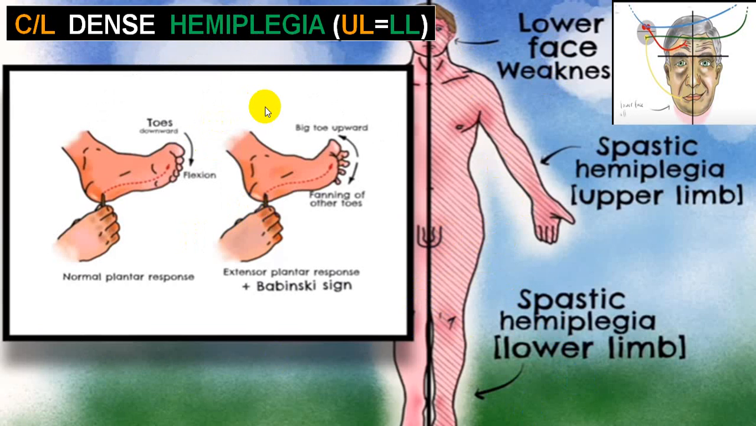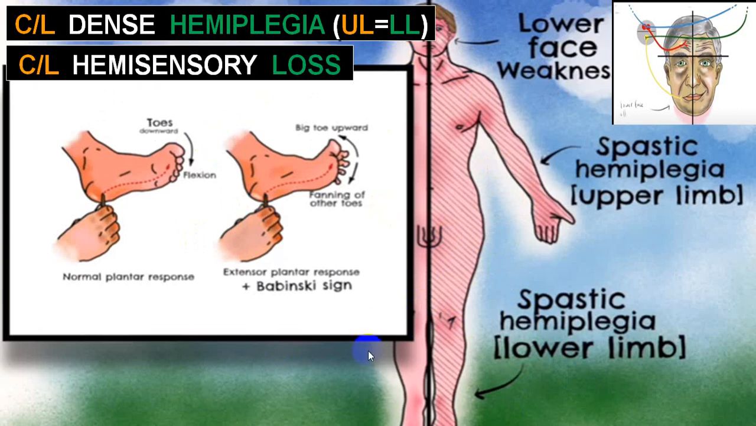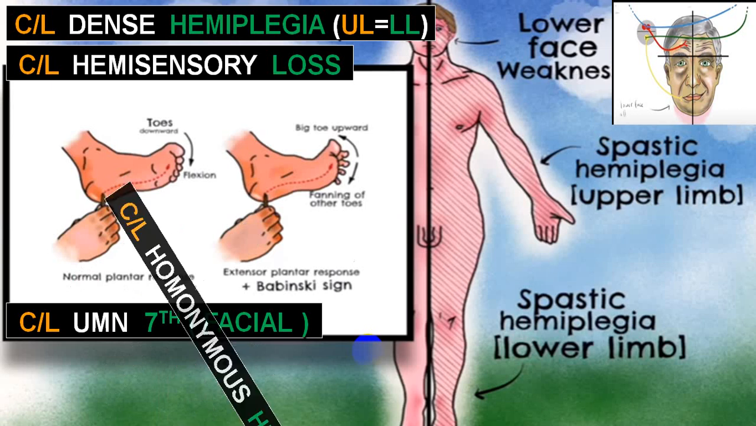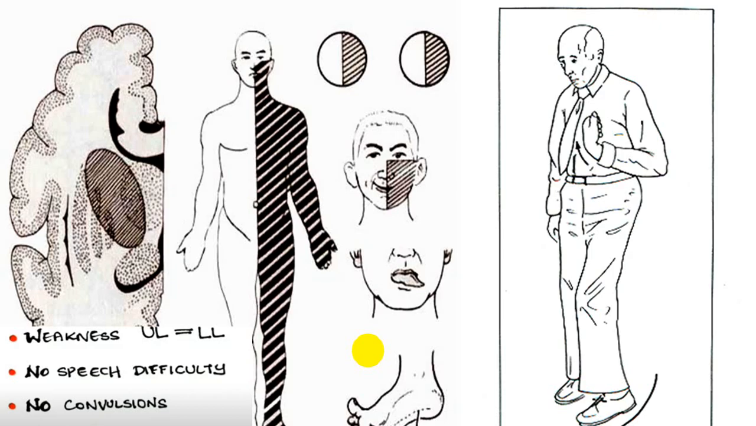So dense hemiplegia, upper limb equal to lower limb involvement, hemisensory loss, upper motor neuron facial palsy, and homonymous hemianopia will be a peculiar finding. So if you get a homonymous hemianopia, lower half of the face upper motor neuron, same side upper limb and lower limb upper motor neuron findings, as well as tongue involved, and plantar extensor, always suspect internal capsule.